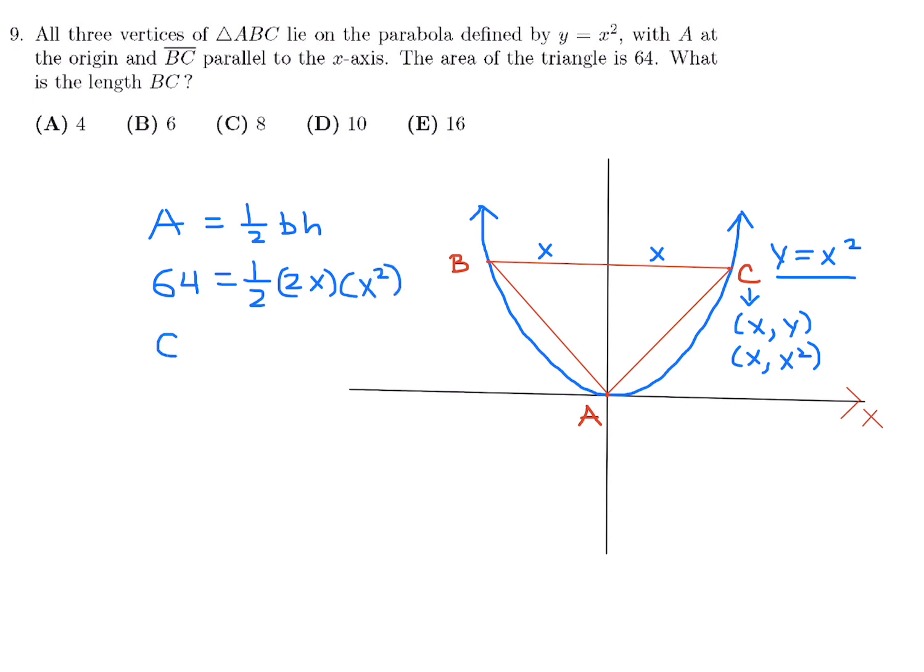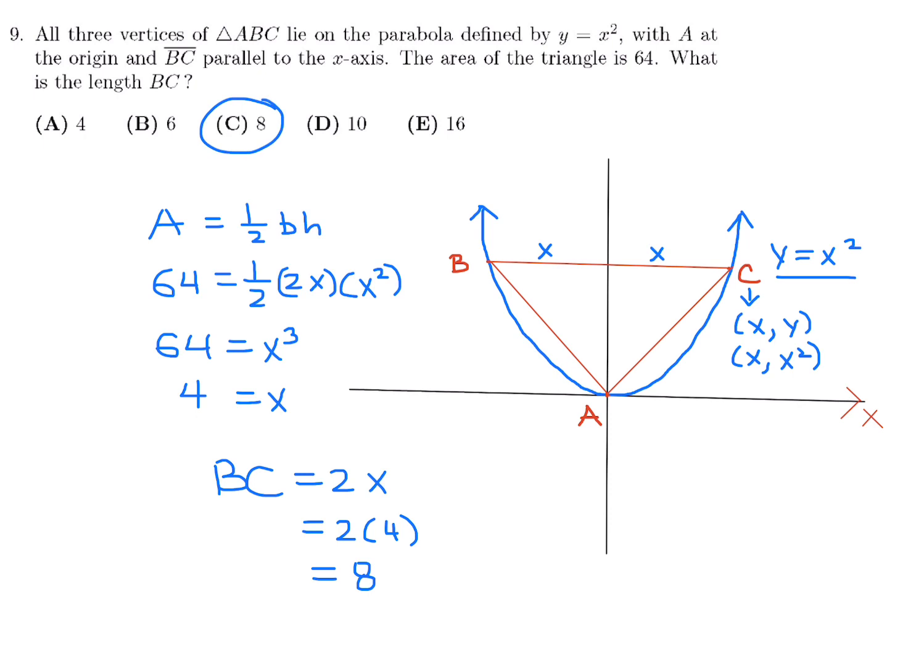So there we go. So this looks like 64 is equal to x to the power of 3. X, therefore, is 4. And what do they want? The length of BC. Well, the length of BC is 2x. So since x is 4, it'll be 2 times 4, which is equal to 8. So number 9, the answer is C.